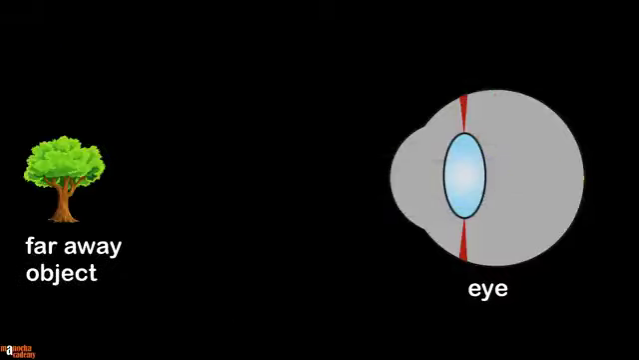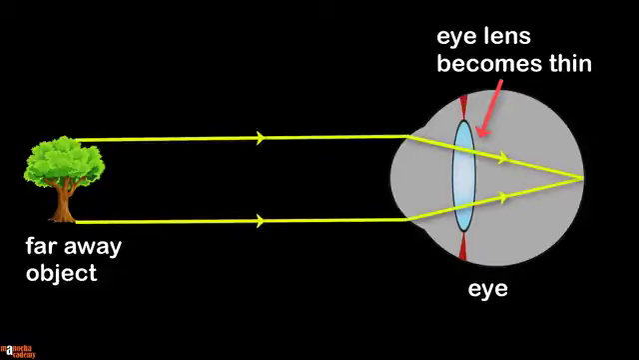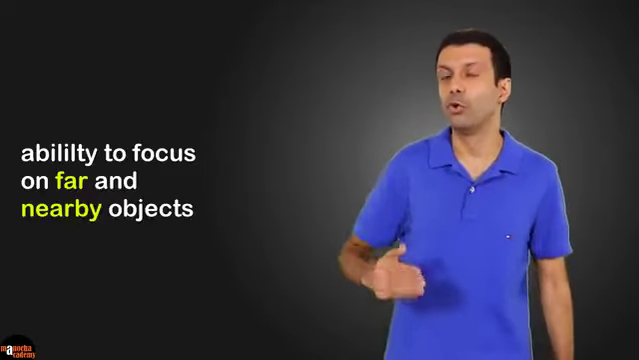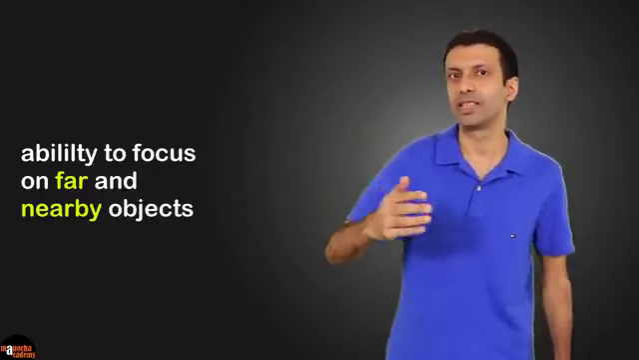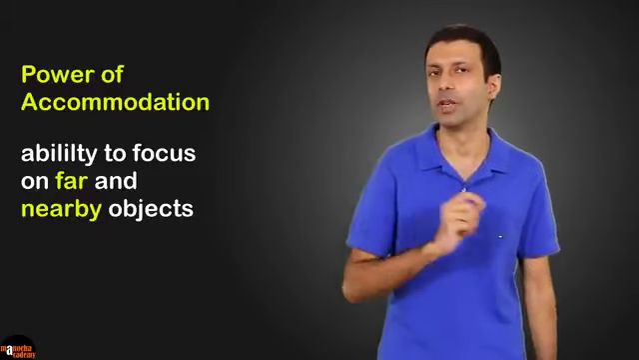But when the object is far away at infinity, the ciliary muscles are in a relaxed position. The relaxed ciliary muscles pull the suspensory ligaments tightly. The eye lens gets stretched and the lens becomes thin. Focal length of the lens is more and the image is focused on the retina. This is called the unaccommodated state since it's the relaxed state of the eye. This autofocus ability of the eye to focus the distant and nearby objects on the retina by changing the focal length of the lens is called the power of accommodation.